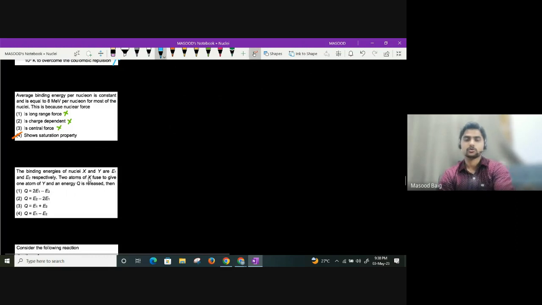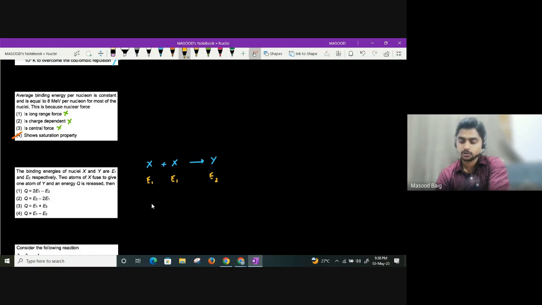Binding energies of nuclei X and Y are given. Two atoms of X give one atom of Y. So what is given to us? Binding energies are given. E1, and this is E2. So what is the Q value of energy released again? Energy is released means the reactants' energy will be more, guys. Already binding energies are given, so I'll write it as 2E1 minus E2. Clear, all of you?